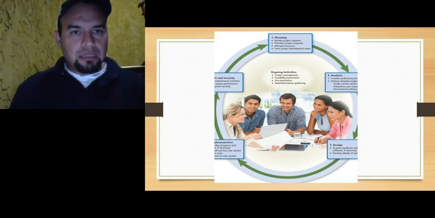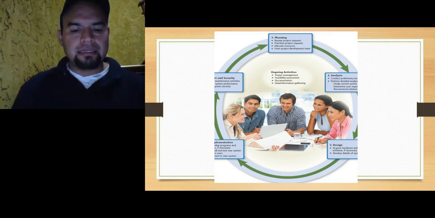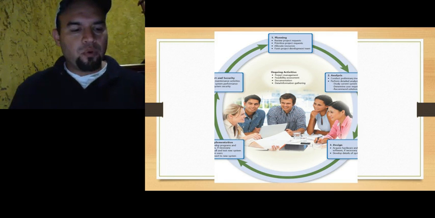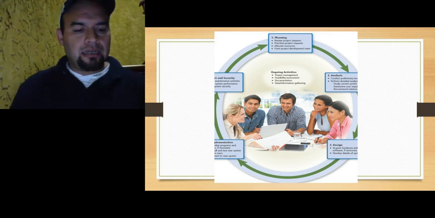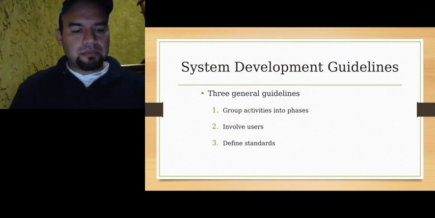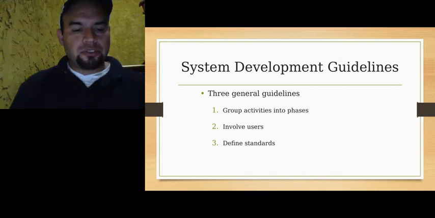Now remember, these are general phases. Some may not follow these phases exactly. Some SDLCs may have more or fewer phases. And in this loop, though it will generally follow the sequence, the adjacent phases may interact with each other, making a dynamic, interactive process. Now, system developments have guidelines. They should follow 3 general guideline groups: grouping activities into phases, involving users, and defining standards.